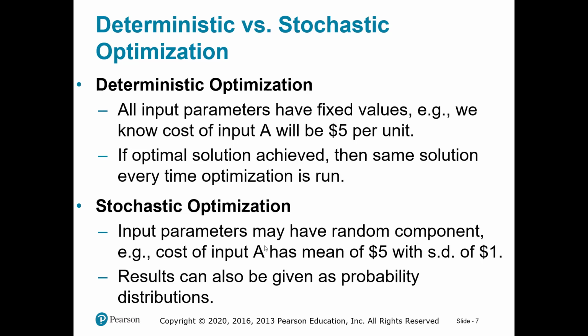We also might say which distribution this comes from. So we'd say it comes from the normal distribution. And our results can actually be given in terms of distributions. So we might have a distribution of our profit. We might say we have a 95% confidence interval for the profit of the optimal solution of between, say, $700,000 and $800,000.